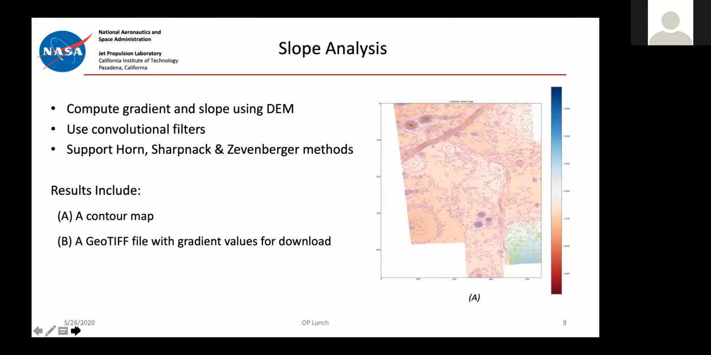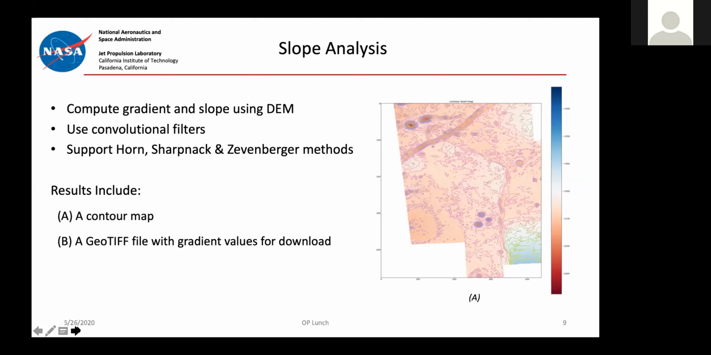Slope analysis is an elevation-based tool. It estimates gradients and slope data on a given digital elevation map. It uses different convolutional filters and algorithms to compute a gradient estimate of each point in the digital terrain model by sampling the neighboring points around it. You select a specific area of interest to do this analysis and the available digital elevation map in that area.